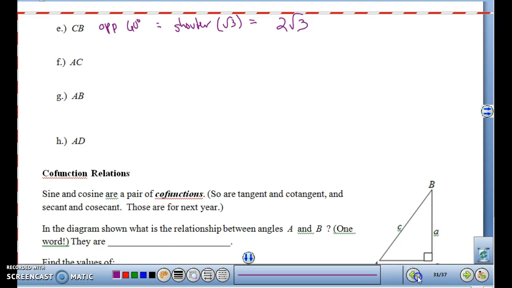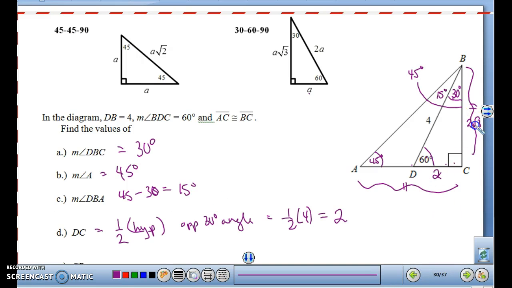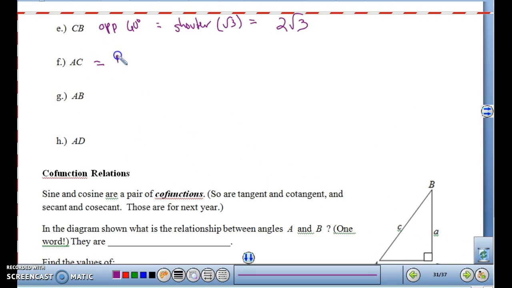And for this right here, if this is 2 times the square root of 3, that means that this is isosceles. This is also 2 times the square root of 3. So AC is equal to BC because of isosceles, so it's equal to 2 times the square root of 3.